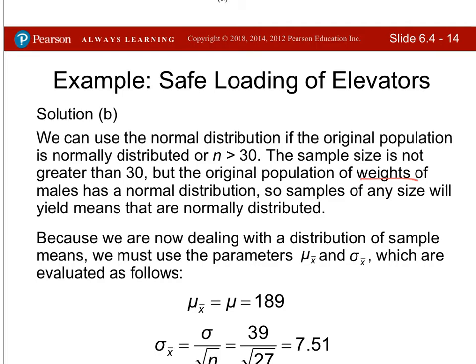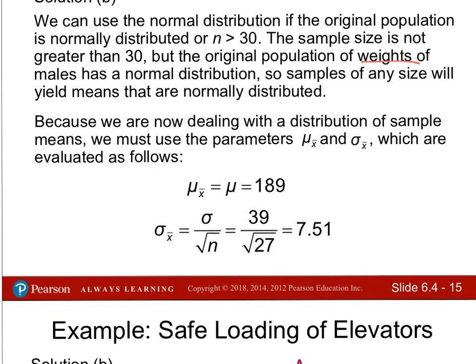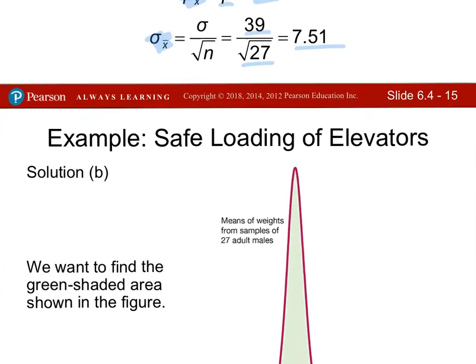Now, here's what we know about the distribution of these sample means of size 27. Number one, their mean, the mean of the means, is going to be just 189. That's the same as the mean of the population. Bam. The standard deviation, or the standard error we're going to use, is sigma over square root of 27, so 7.51, right? Once you have that, you're ready to draw your curve.